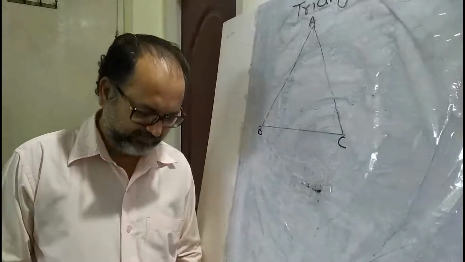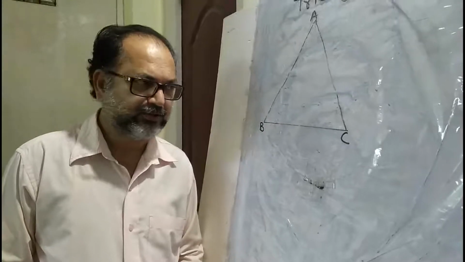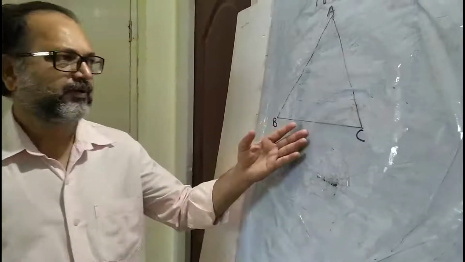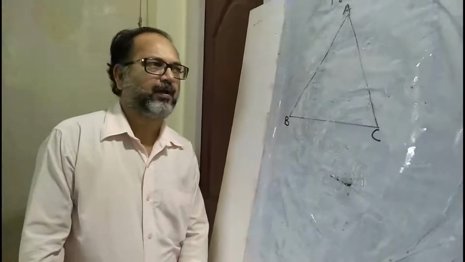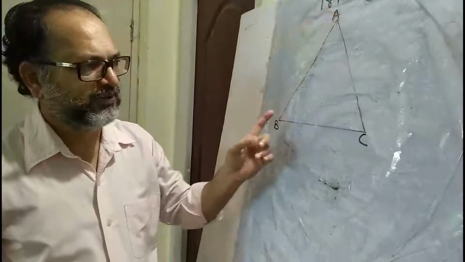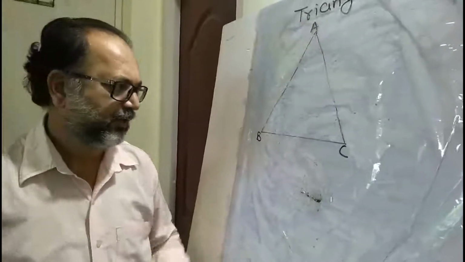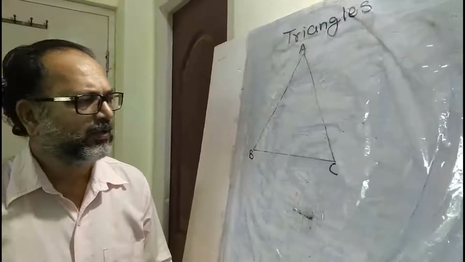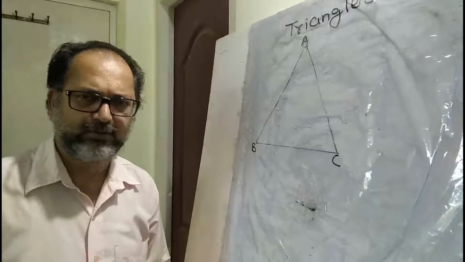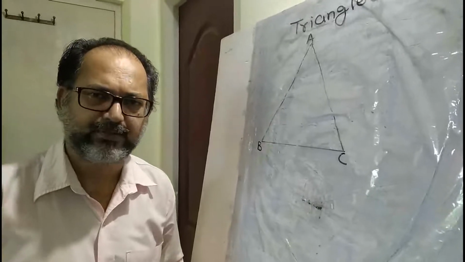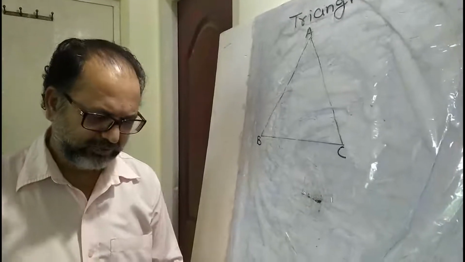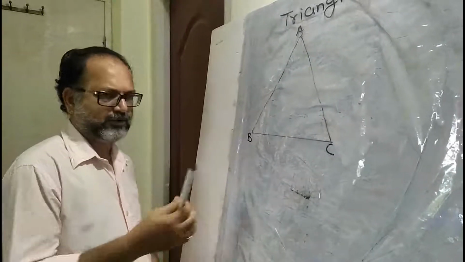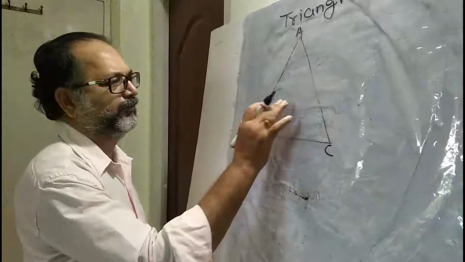So let me start with the basics first, so that this is useful for later proving the theorems. Here we have a triangle ABC. A, B, C are the vertices of the triangle. These are the sides of the triangle: AB, BC, AC. Now you know area of a triangle is given by the formula half base multiplied by height. So let me explain this base and height properly, because it is needed later on in the proof of the theorem.